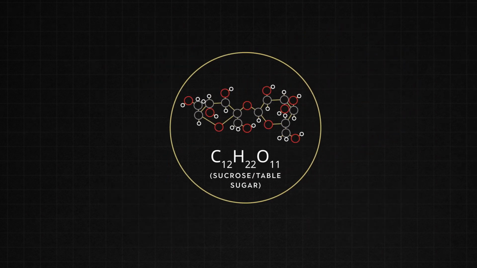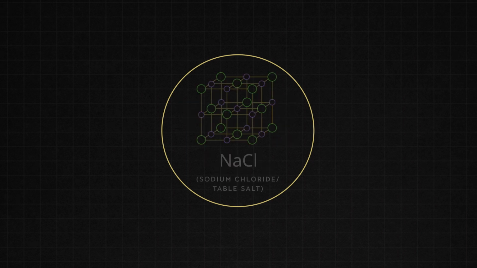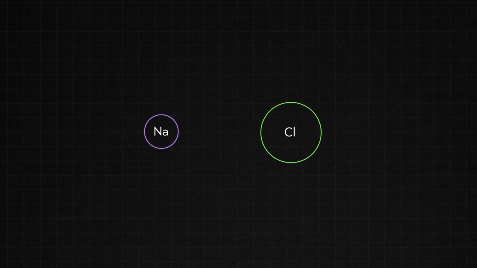With sugar, we just have one type of particle, and each particle is a sucrose molecule, C12H22O11. However, salt is a different story. Its lattice is made up of two distinct ions, sodium and chlorine. These aren't bonded together in the same way that carbon, hydrogen, and oxygen are in sugar molecules. In fact, the sodium and chlorine atoms in salt exist as ions.